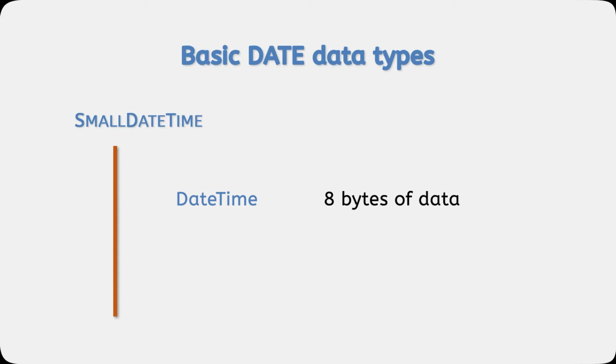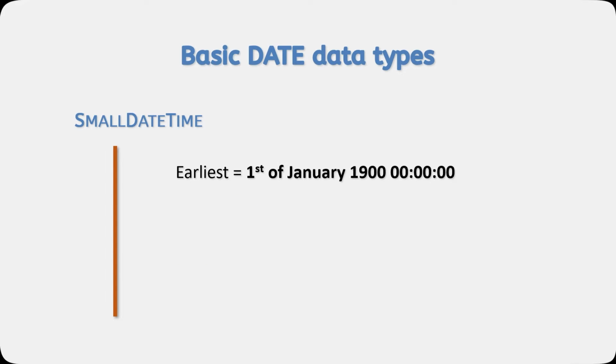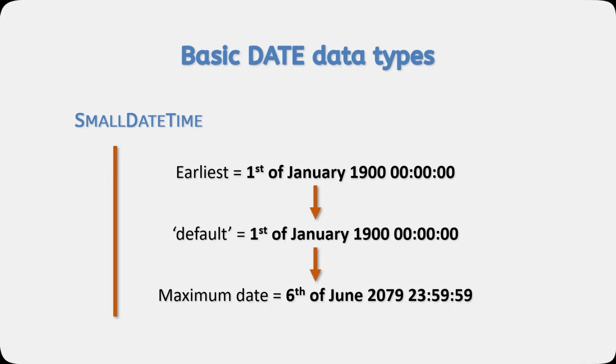The next data type is the smalldatetime. Whereas datetime takes up 8 bytes of data every time you use it in a row in your table, the smalldatetime data type takes up 4 bytes. This means it will take up half the space, but consequently can store a smaller range of datetime values. The earliest date that a smalldatetime can store is the 1st of January 1900, and can go up to the 6th of June 2079, and the maximum time fractions available is 1 second.